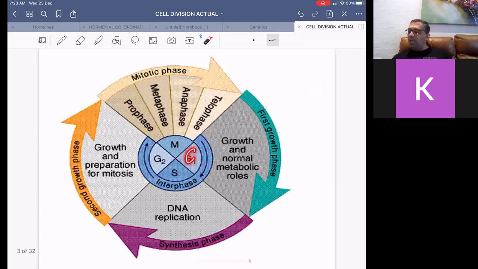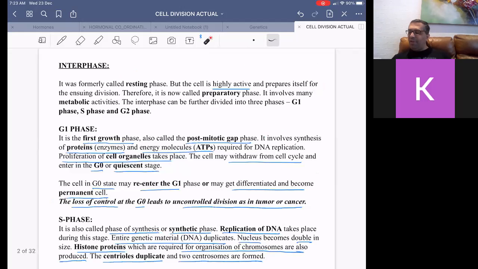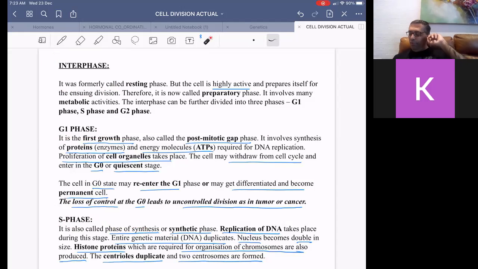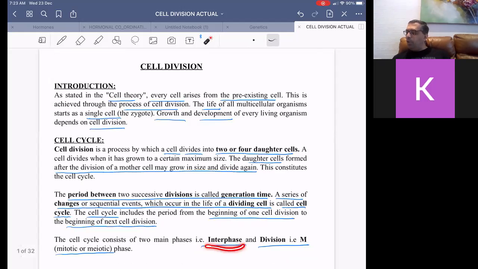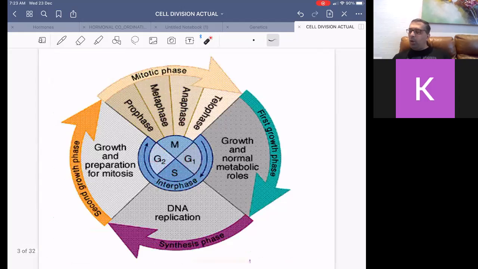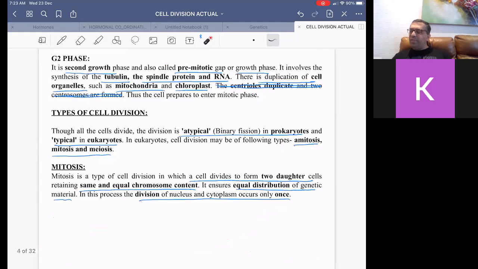What is G1, S and G2 phase? Collectively called as G1, S and G2 is collectively called as the interphase. Now, from the interphase, the cell will go into division phase. Division can be in mitosis or meiosis. तो सर दो टाइप के ग्रोथ पॉसिबल है. टाइप्स ऑफ सेल डिविजन, although all cells divide, the division is atypical.